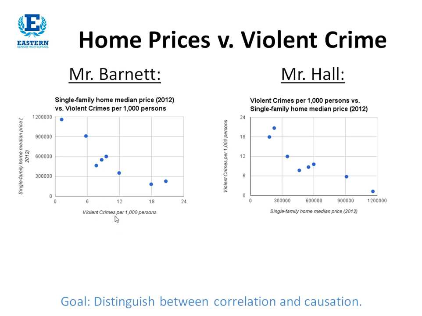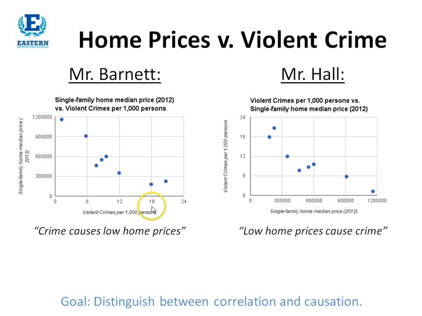Mr. Hall saw the exact same data, and Mr. Hall said, no, that's the other way around. If there are low home prices in a neighborhood, that's independent, and the crime rate depends on the value of the homes. And if I wanted to sum up these two things, I would say this. The Barnett theory is crime causes low home prices: high crime, low home prices. And Mr. Hall says low home prices cause crime: low housing prices, high crime.